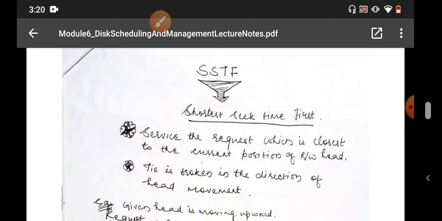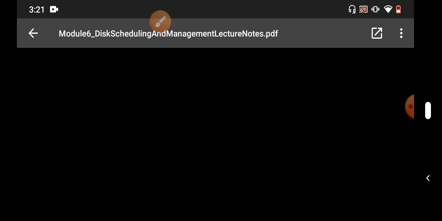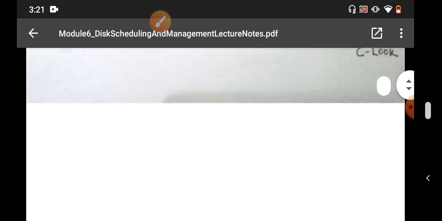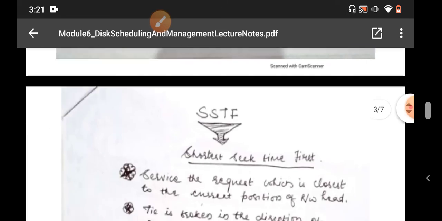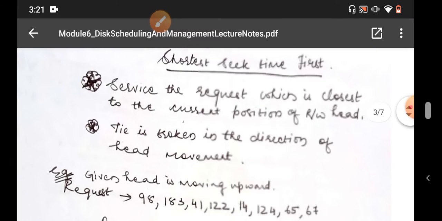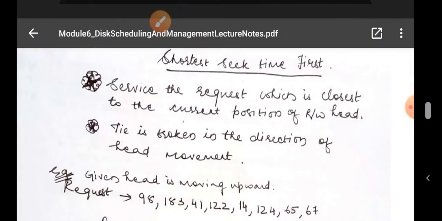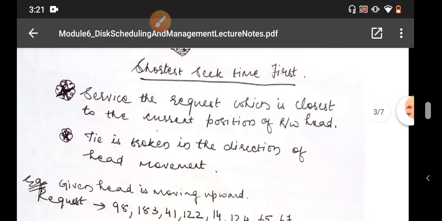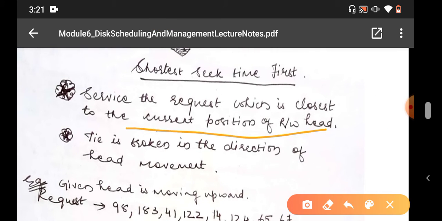So that is one inefficient way. So here in the shortest seek time first algorithm, it overcomes the flaws of FCFS. What it does is that it serves the request which is closest to the current position of the read write head, whichever is nearest to the read write head. A tie is broken in the direction of the head movement.